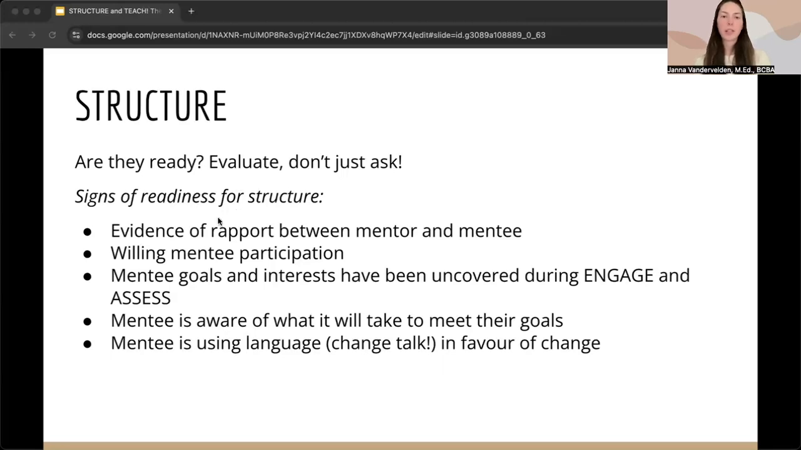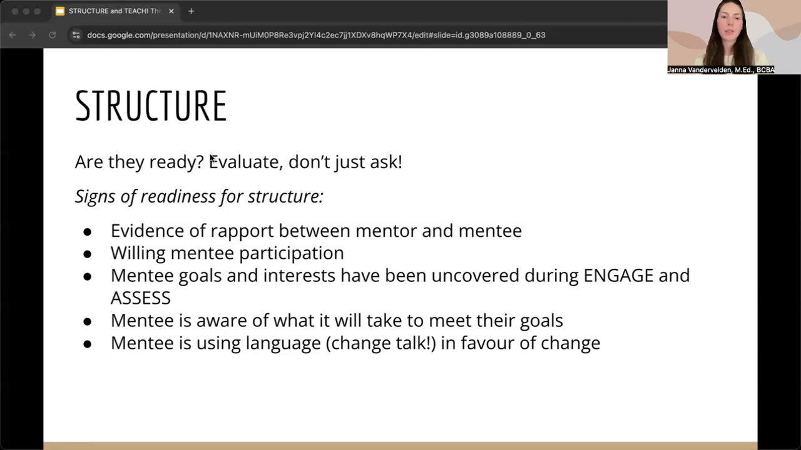The mentee has articulated their own goals and interests in your conversation so far. The mentee is aware of what it will take to meet their goals. This is an important one. They should be in favor of the process, not just the outcome. For example, they may want to pass all of their classes this year and avoid doing summer school, but they may not yet realize they will have to sacrifice some of their free time to catch up on their assignments. Jumping ahead to the planning stage before they are fully aware of what it will take to meet their goals could discourage them from following through.